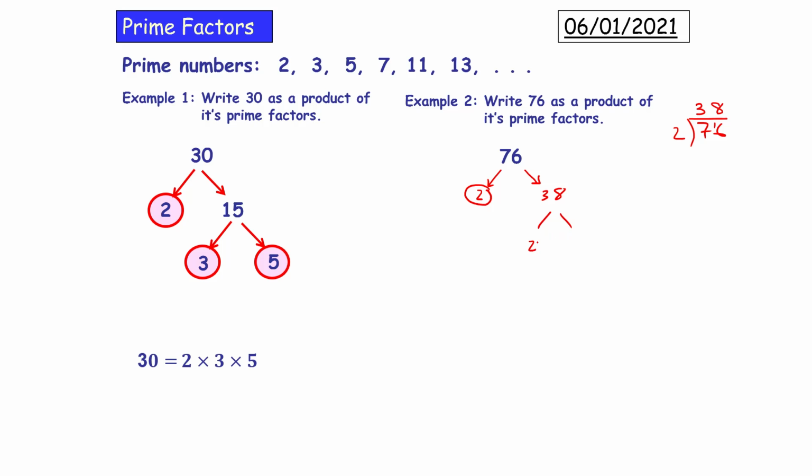It's an even number, so I know 2 goes into it. How many times? Let's see. 2 goes into 3, 1, remainder 1, and into 18 9 times. Oh, so 19. 19 is also a prime. Great. So I circle that. And I can say 76 is equal to 2 times 2 times 19. Which is equal to 2 squared times 19. That's job done. Okay, so hit pause. Copy these 2 examples down. When you're ready, hit play again.